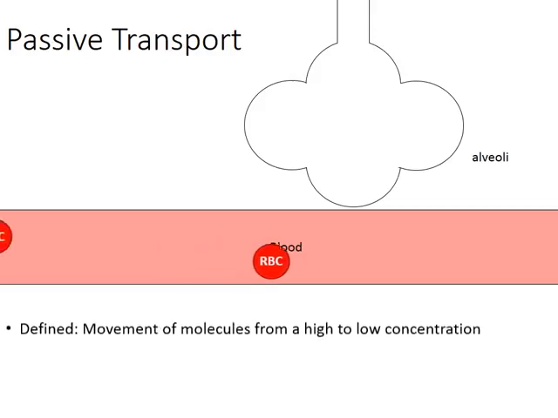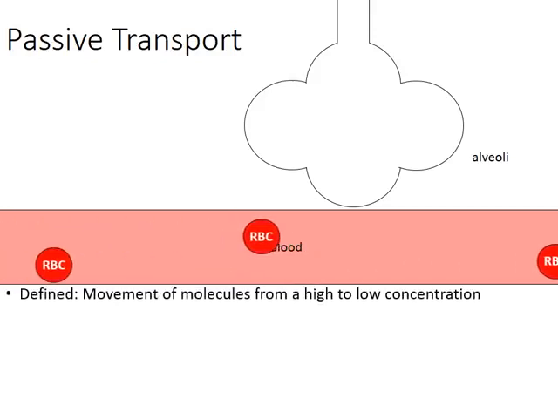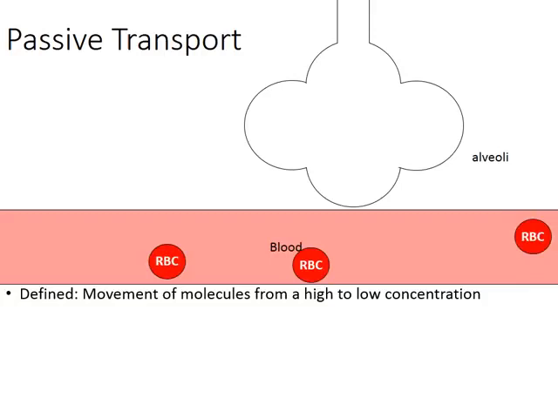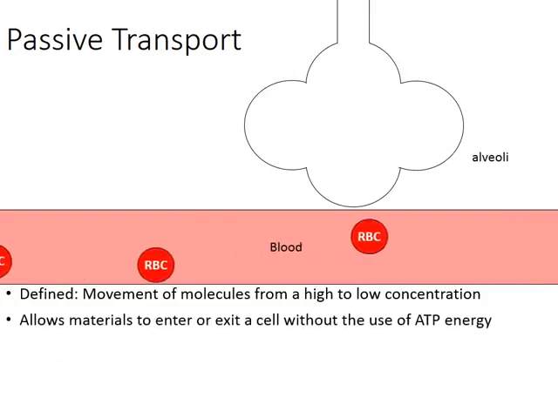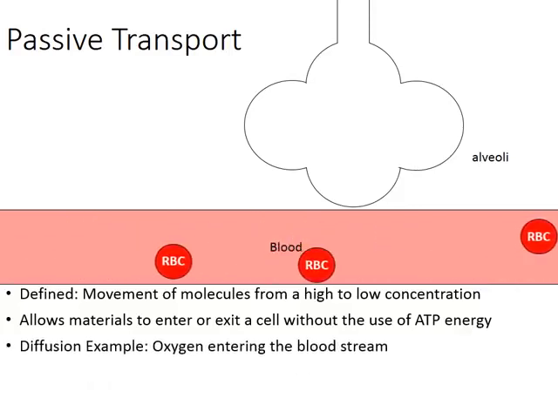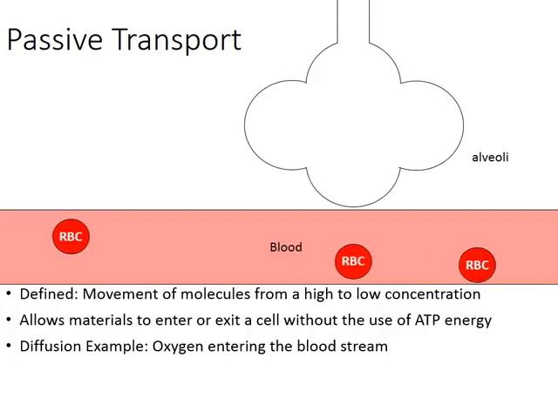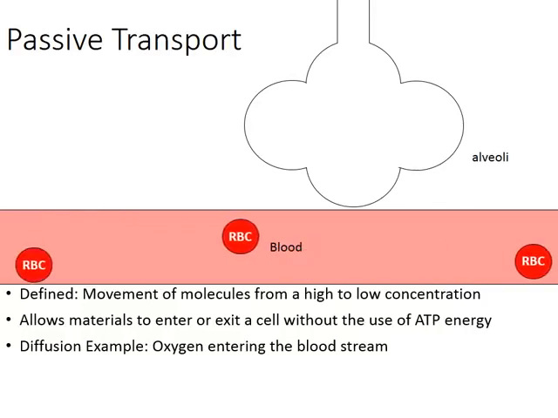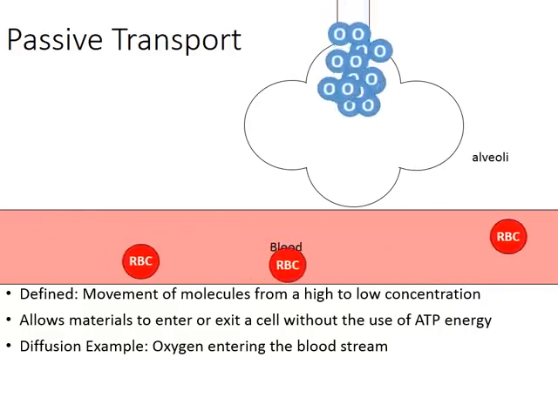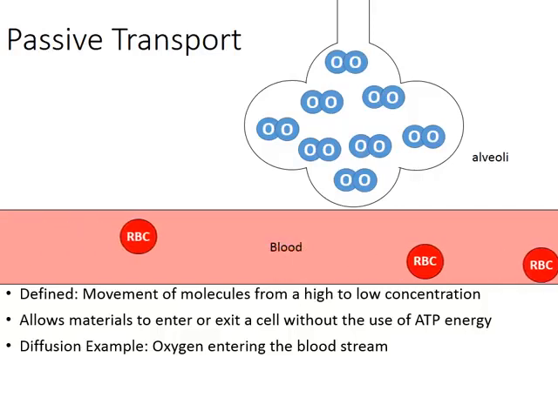So let's go ahead and start with passive transport, the movement of molecules from a high to a low concentration. As I said a moment ago, passive transport does not require the use of ATP energy. Great example of passive transport is diffusion. And a great example of diffusion is how molecules like oxygen can enter the bloodstream. You know, in our lungs, we have thousands and thousands of these air sacs called alveoli. And every time we inhale, the air sacs fill up with O2. They fill up with oxygen.